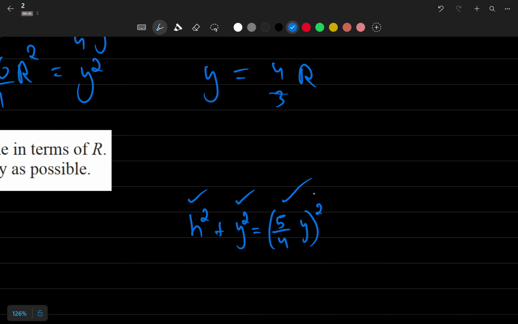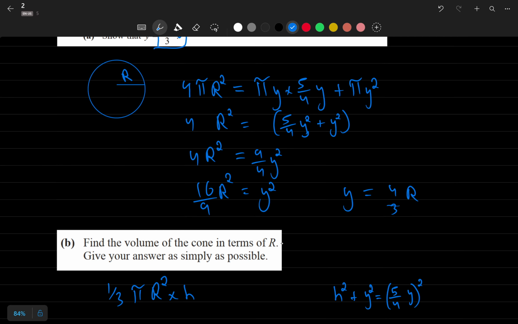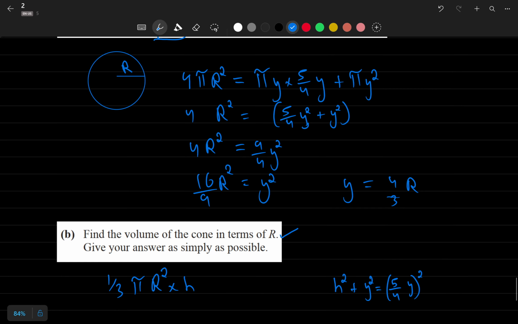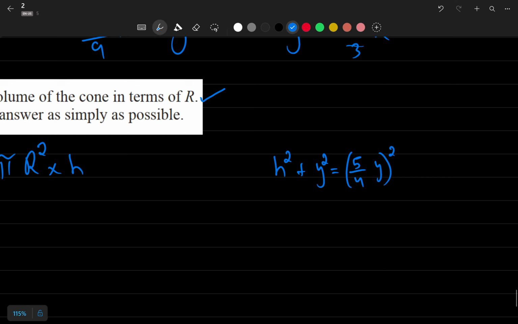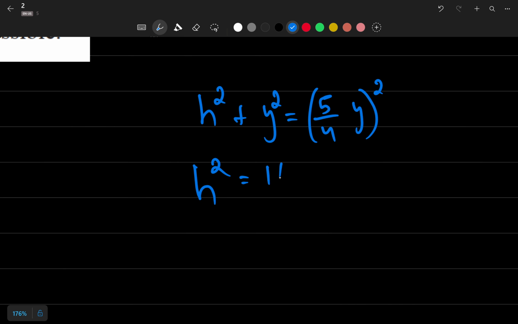Now you know that y is given in terms of r, and the question also requires you to solve the question in terms of r. Replace y with 4 by 3 r. Now notice here you also have the value of y square, which is equal to 16 by 9 r square. So h square is equal to 16 by 9 r square. This is added.